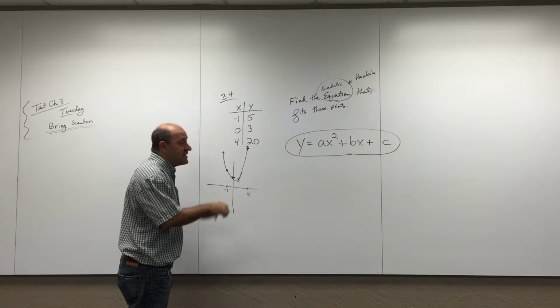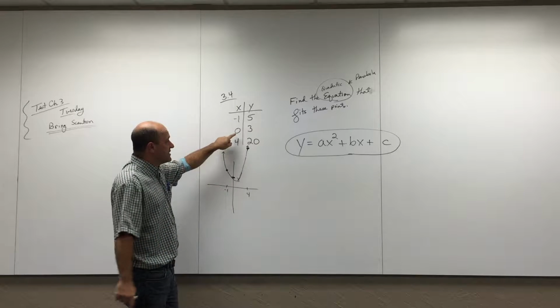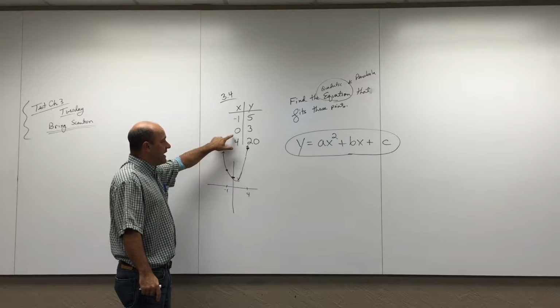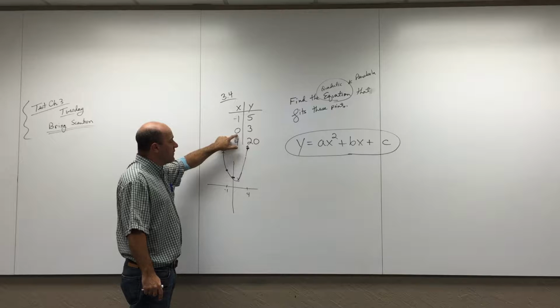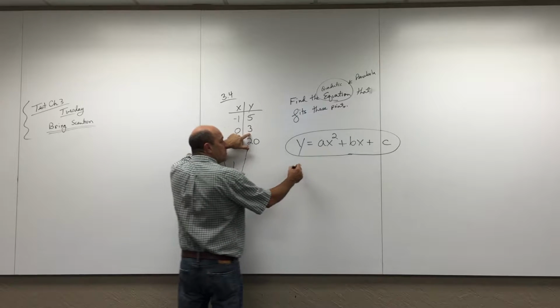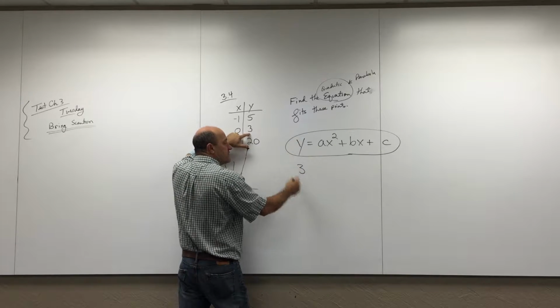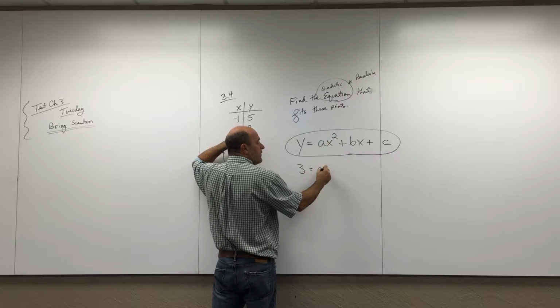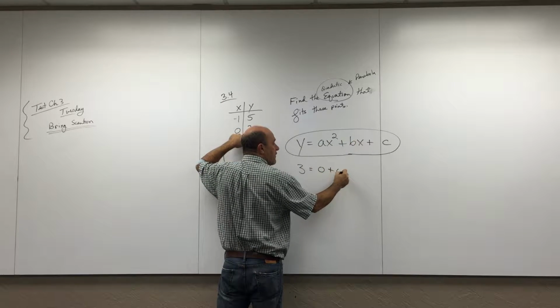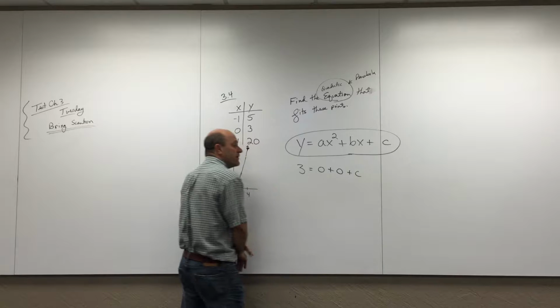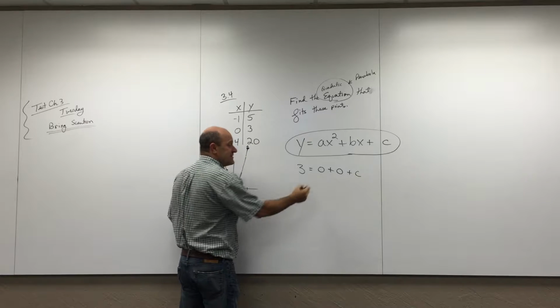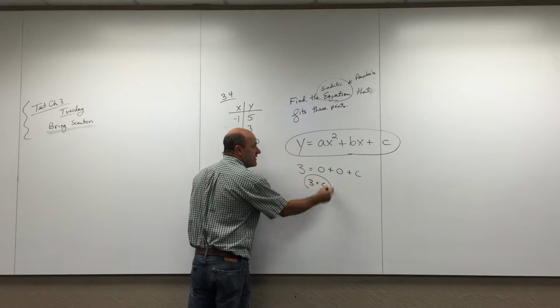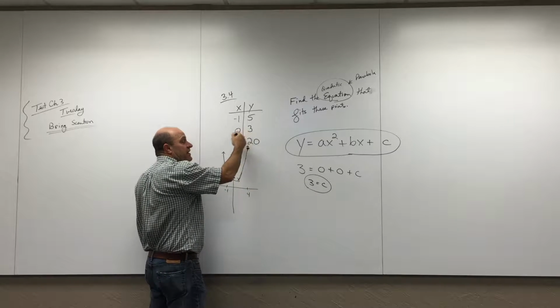What makes this problem very nice is this (0, 3). That makes it a lot nicer. Because if you plug in a 0 for x and y is 3, watch what happens. Y is 3, and I'm plugging in a 0 for x. Guess what I just learned? The y-intercept. I learned that c is 3. Maybe, and the y-intercept is 3, that's true.